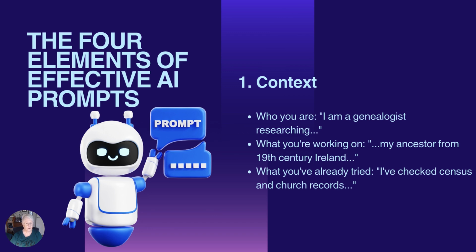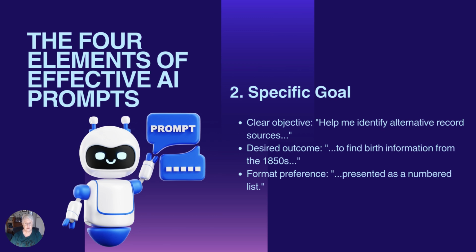Identify what you're working on. You could say, my ancestor from 19th century Ireland. And identify what you've already tried. You could say, I've checked census and church records. Next, let's consider your specific goal.